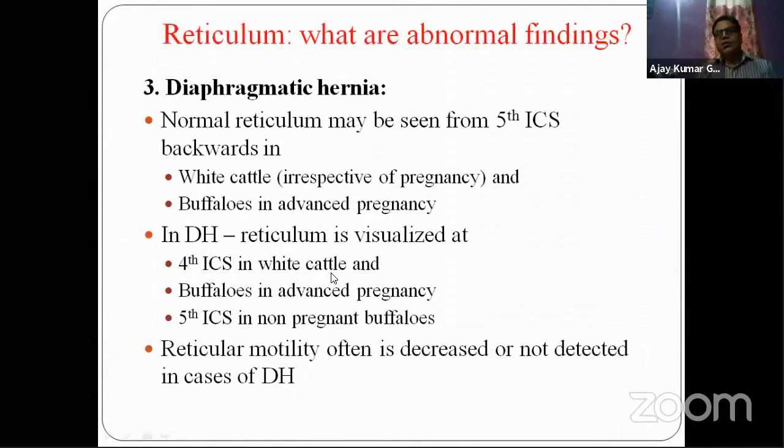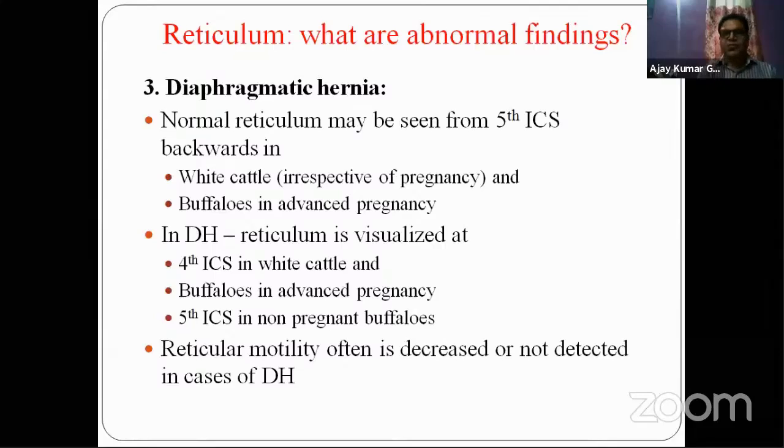Now, the third reticular condition is diaphragmatic hernia. Dr. Chaudhary elaborated in the morning how ultrasonography is important in diagnosing diaphragmatic hernia. The normal reticulum is seen between the 5th, 6th, and 7th intercostal spaces. There is some difference between bovine, that is white cattle, and the buffaloes. In case of white cattle, if you see the reticulum in the 5th intercostal space, whether the animal is pregnant or non-pregnant, it is normal.